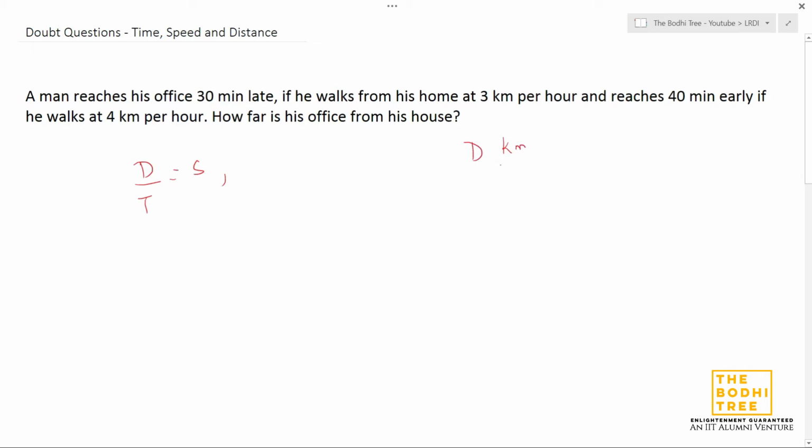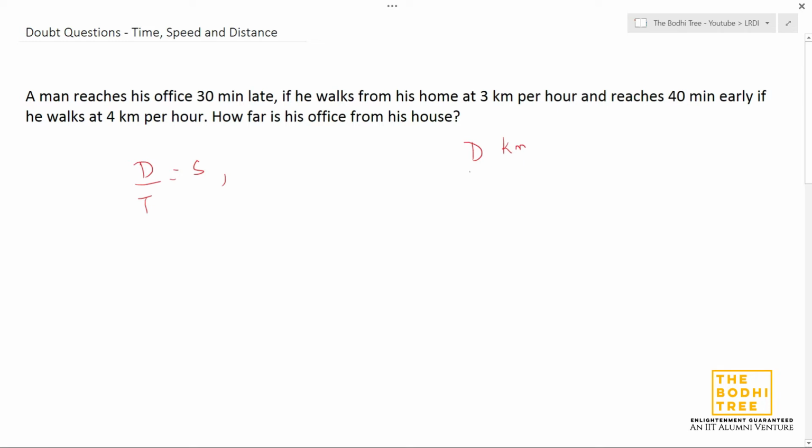You have to take care of units, right? If you are using kilometers here also, then you need to make sure that the speed given to us is in kilometers per hour, right? You have to take care of the units. Simple basic thing that is. So we have d kilometers as the distance between his office and his house.